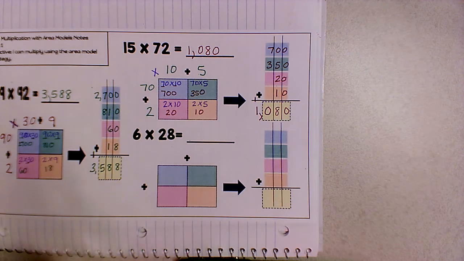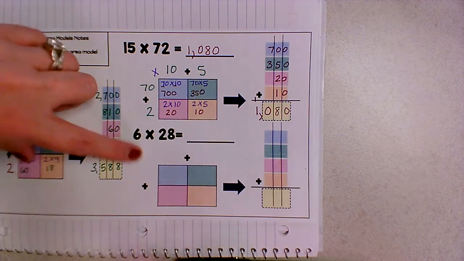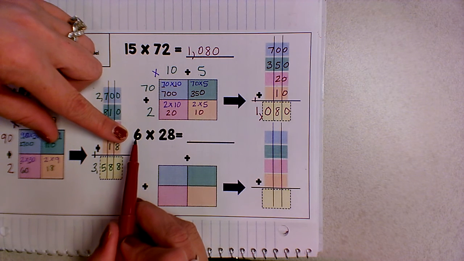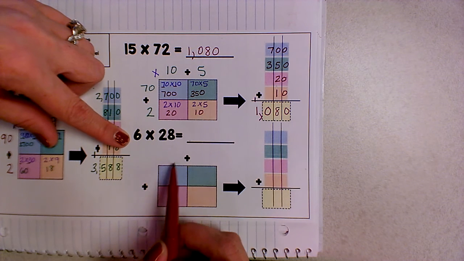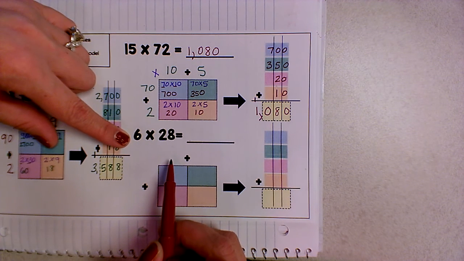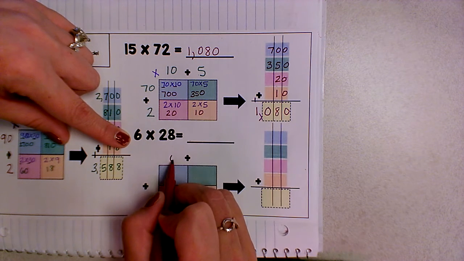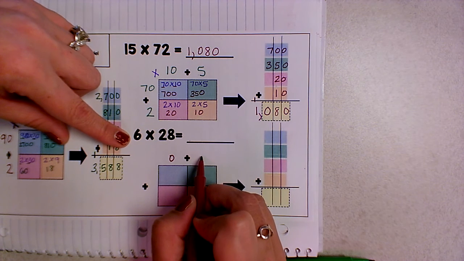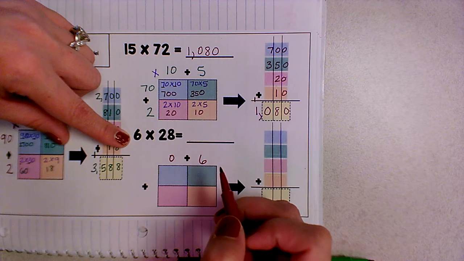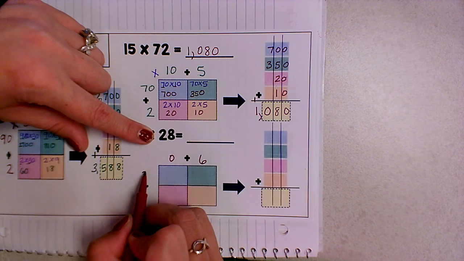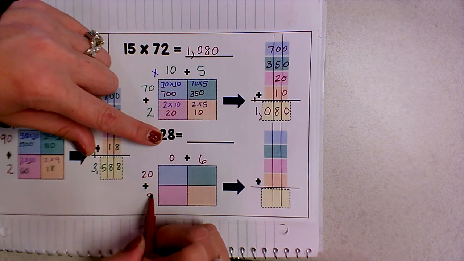The next one we're going to do is 6 times 28. This one is interesting, it only has a 1. So were there any 10s? When I write an expanded form, there's no 10s. So I'm just going to put a 0 there. But how many 1s are there? There are 6. Then I'm going to do 28. So is there a 10 here? Yep, there's 20 and 8.